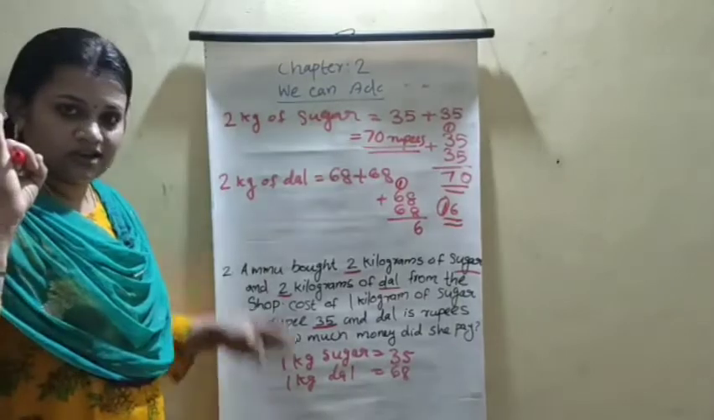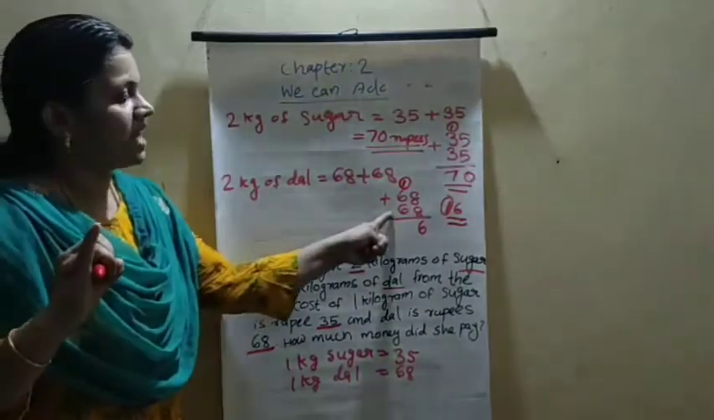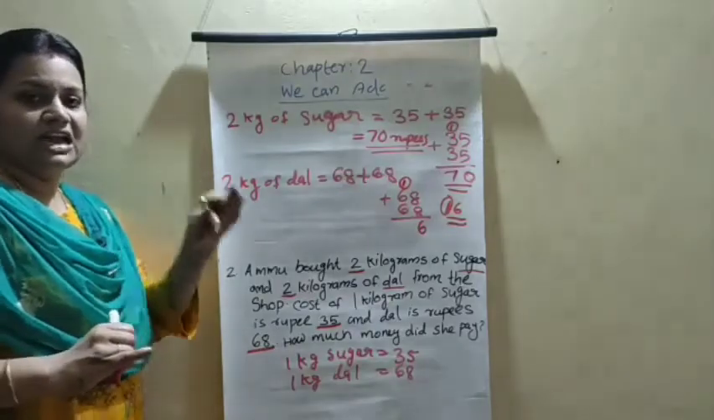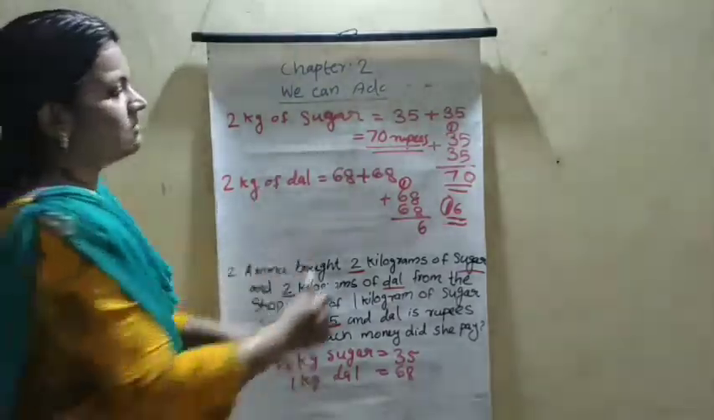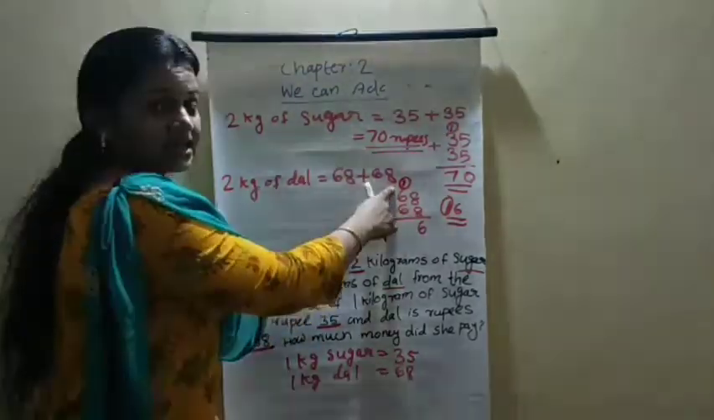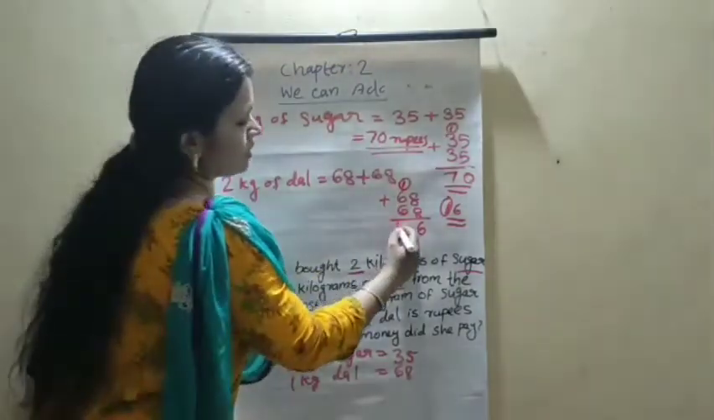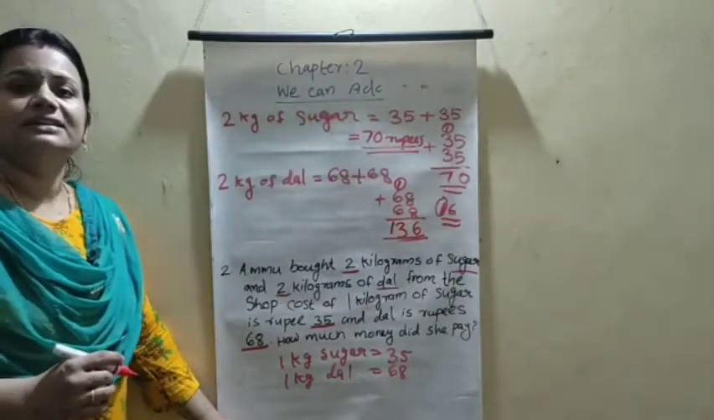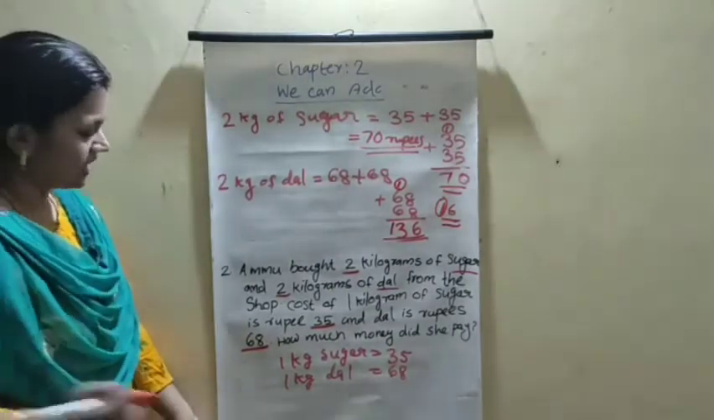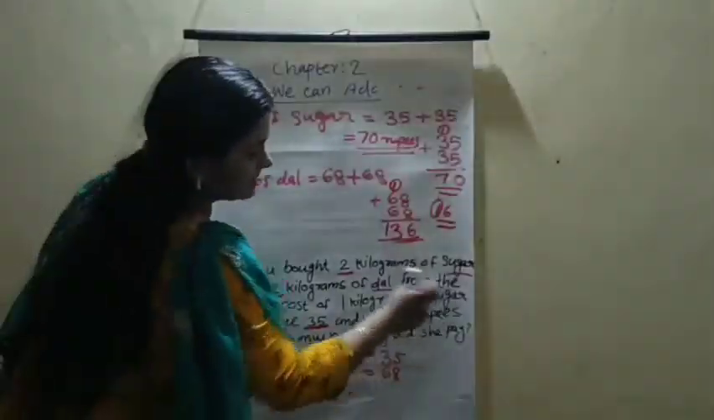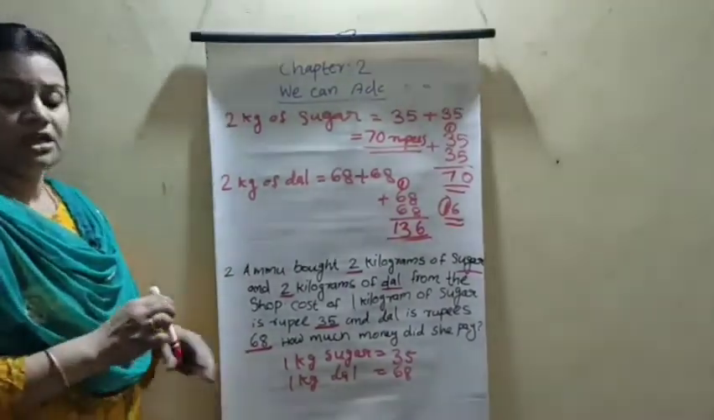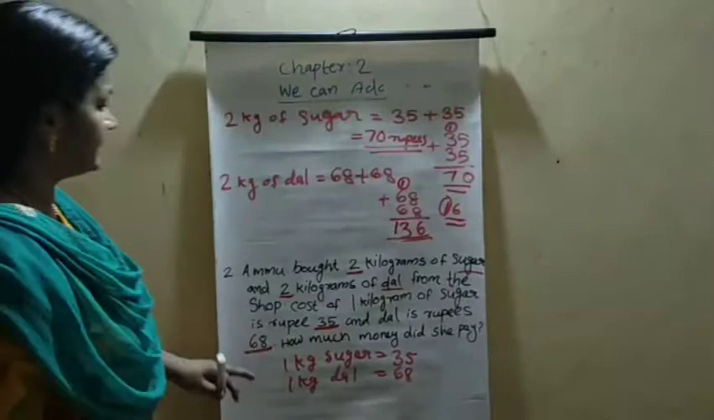Take your 6 fingers in your hand. Count after 6: 7, 8, 9, 10, 11, 12. 12 plus 1, the carryover, is equal to 13. We got 136. Okay. Then how much money did she pay? The total, how much money did she pay?